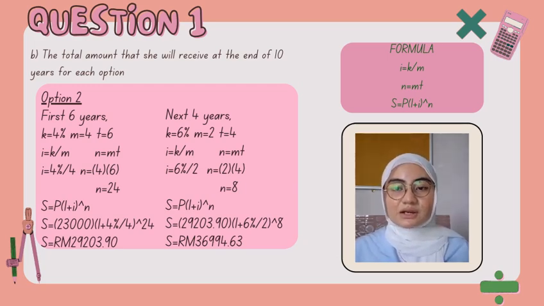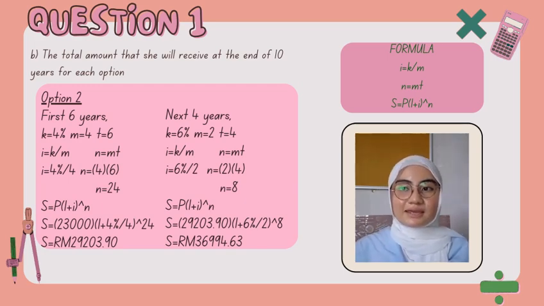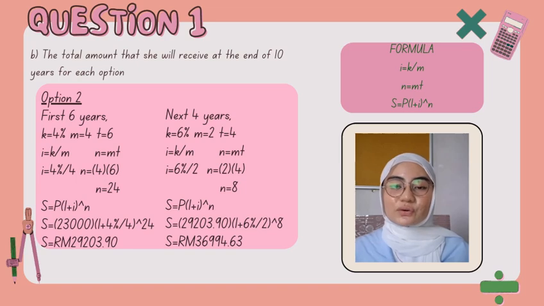So the answer is going to be S equal to RM 29203.90. For the next 4 years, I equal to 6% per 2 and N equal to 2 times 4. So the answer is N equal to 8. So just fill in the data into the method.